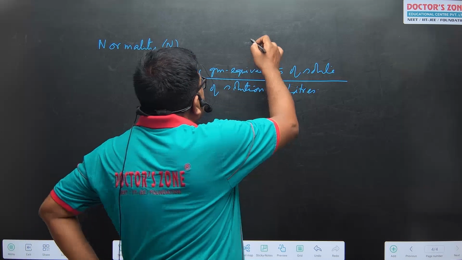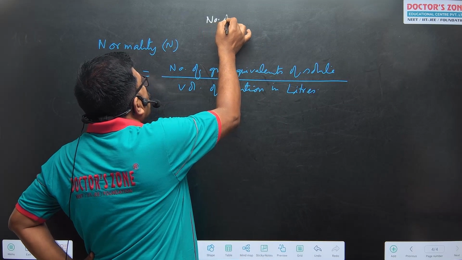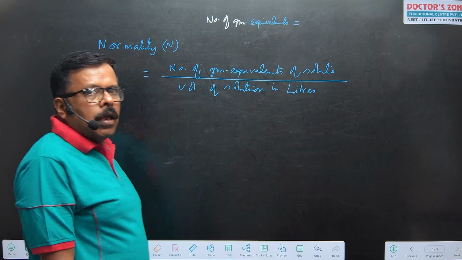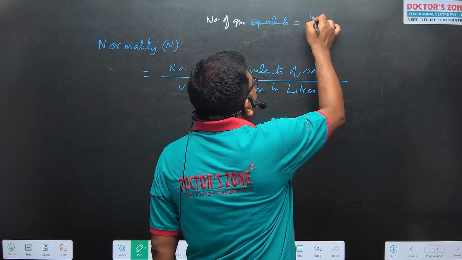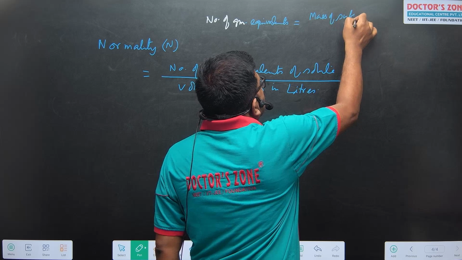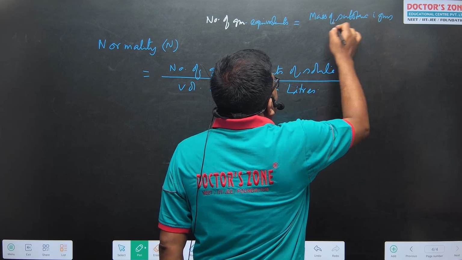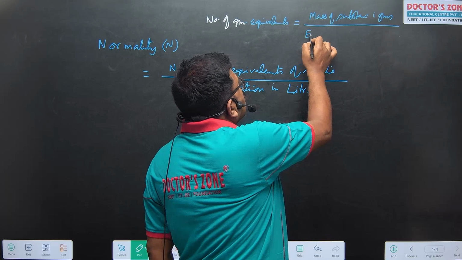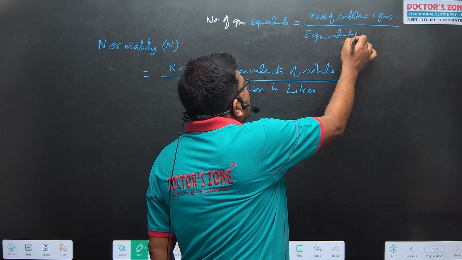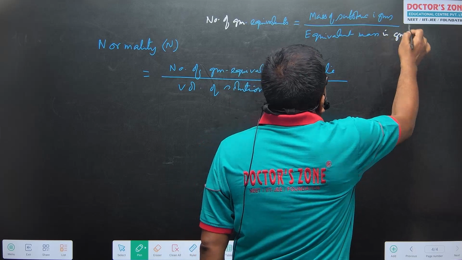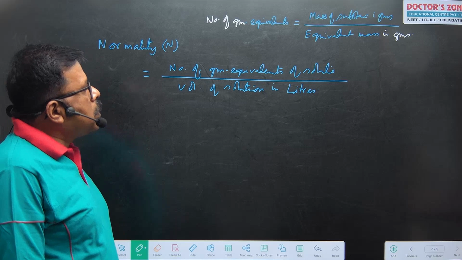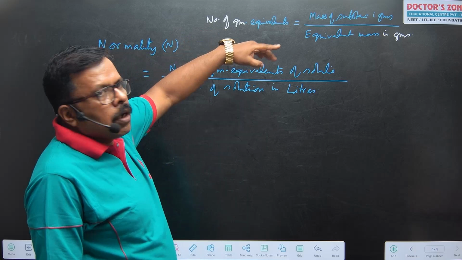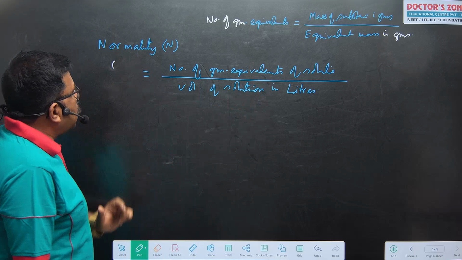Now what is the number of gram equivalents? How do we find the number of gram equivalents? It is the mass of substance in grams divided by the equivalent mass in grams. From here we get the number of gram equivalents. Then we put this number of gram equivalents here and we get the normality.